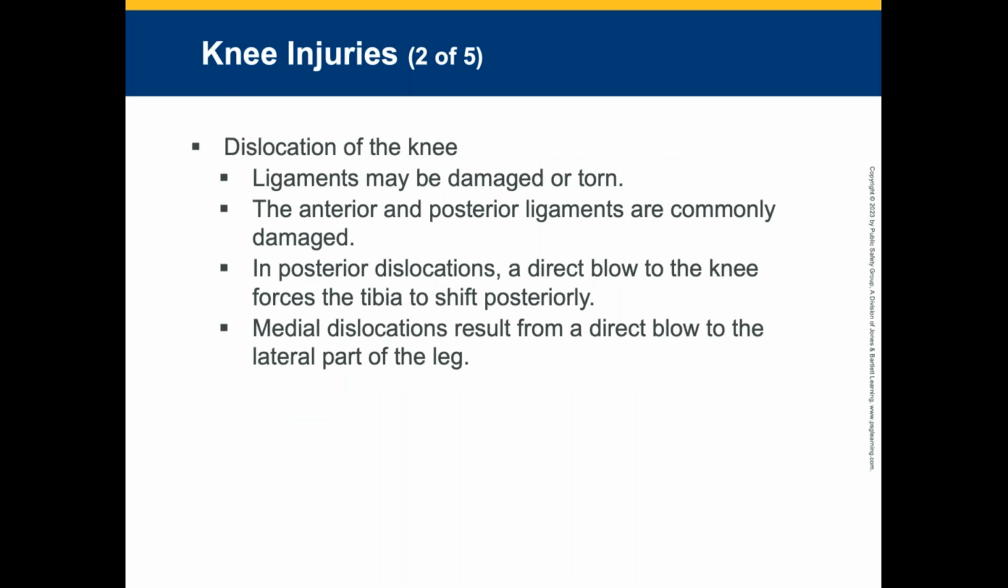So always check the distal circulation as well. The anterior posterior ligaments are commonly damaged with those. Direction of the dislocation refers to the position of the tibia with respect to the femur. The posterior dislocation is a direct blow of the knee that forces the tibia to shift posteriorly. And then medial dislocations result from a direct blow to the lateral part of the leg.